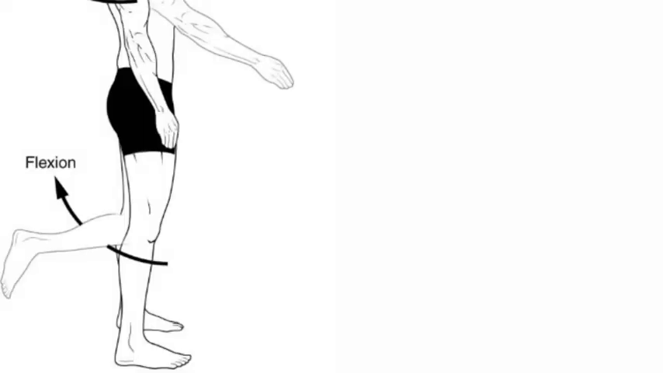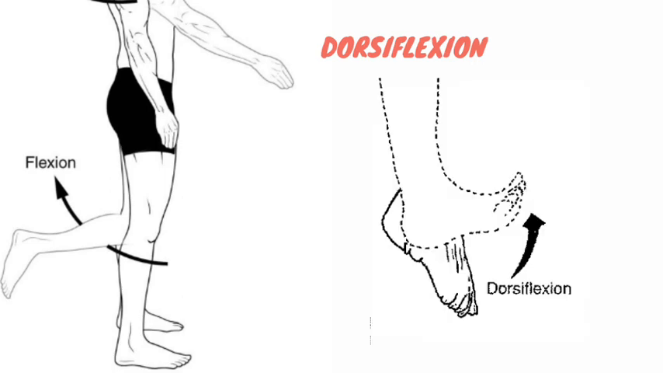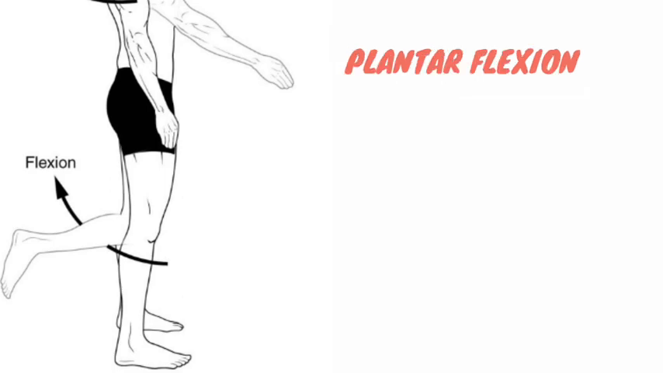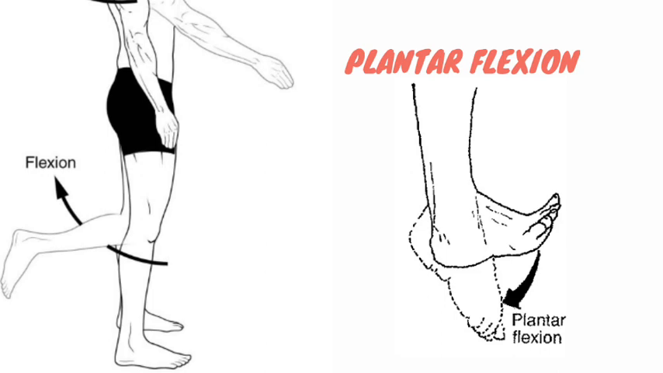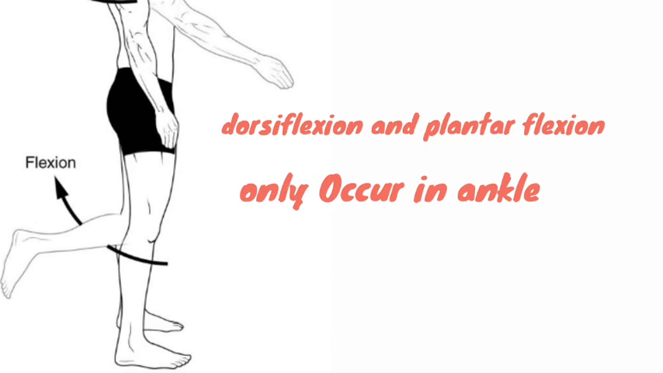Okay, now we'll see about types of flexion. Dorsiflexion, moving top of the foot towards shin. Plantar flexion, moving sole of the foot downwards. Dorsiflexion and plantar flexion can only happen at ankle.